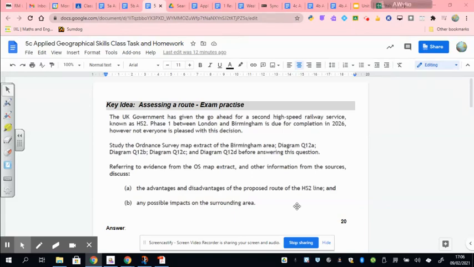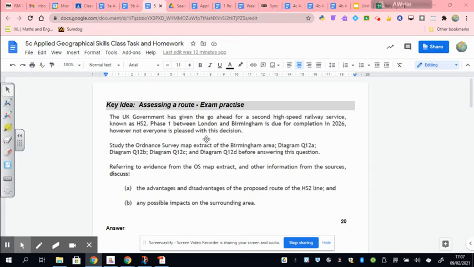Okay, this lesson is going to offer you some guidance on how to answer the exam question for task 5C, which is assessing a route. So I'm going to give you some top tips on how you should answer it, and I would use this guidance to make sure you target the full range of marks available.